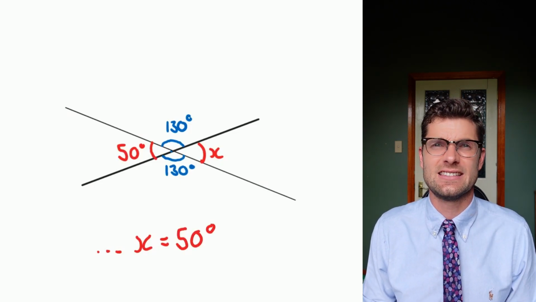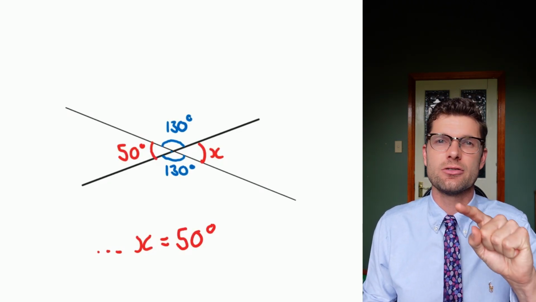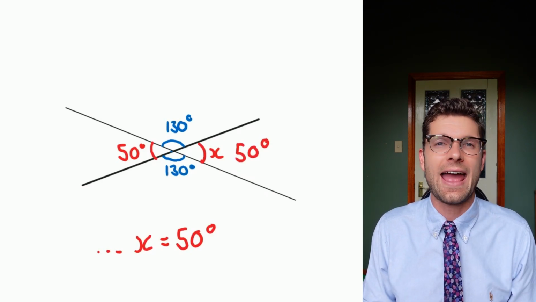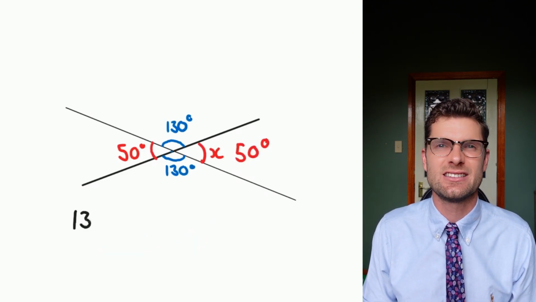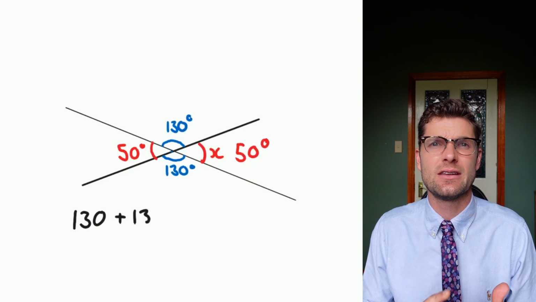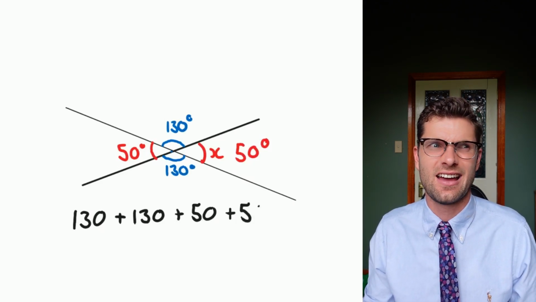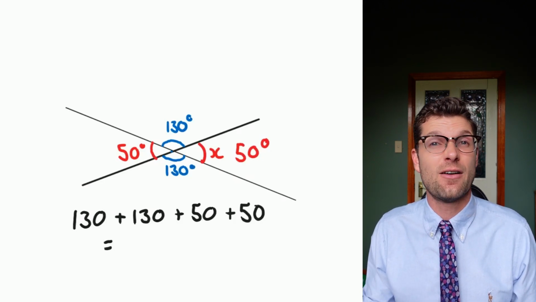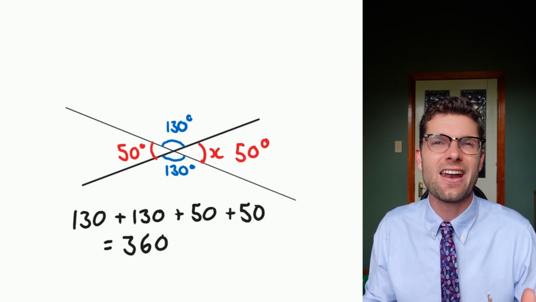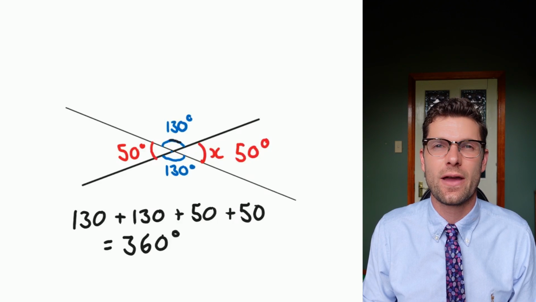And we can check this out. If we know that a revolution is 360 degrees, or all the angles around a certain point is 360, if I do 50 plus 50 plus 130 plus 130, I should get 360. And I do. So that means that everything fits in perfectly, and I think we're on the right track to seeing where this is going to go.